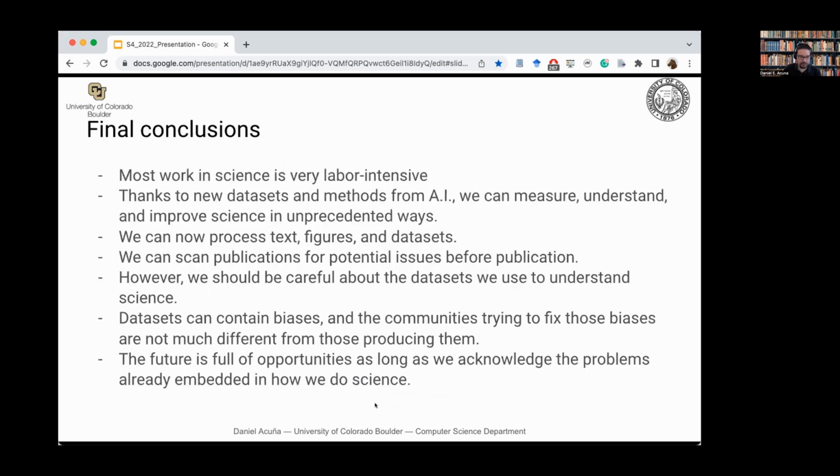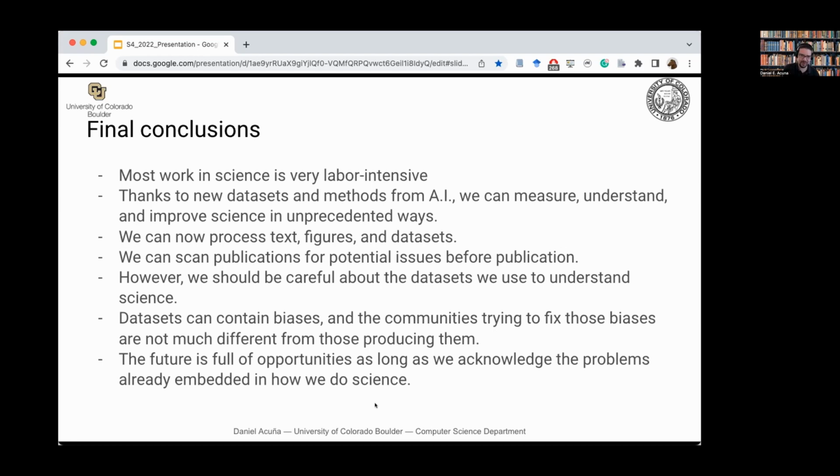Okay, so I'll stop there. And I think the conclusion of all of this is that, to me, there is a huge opportunity for trying to improve how science is done today with using AI. I show examples in peer review. I show examples in detecting potential problems in images.